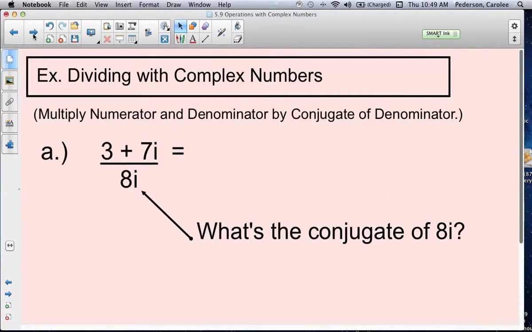I'm going to stop the recording there and go on to our last topic, which is dividing complex numbers.